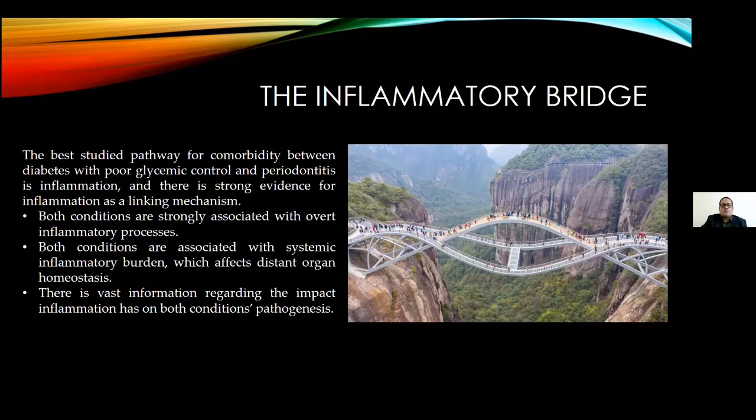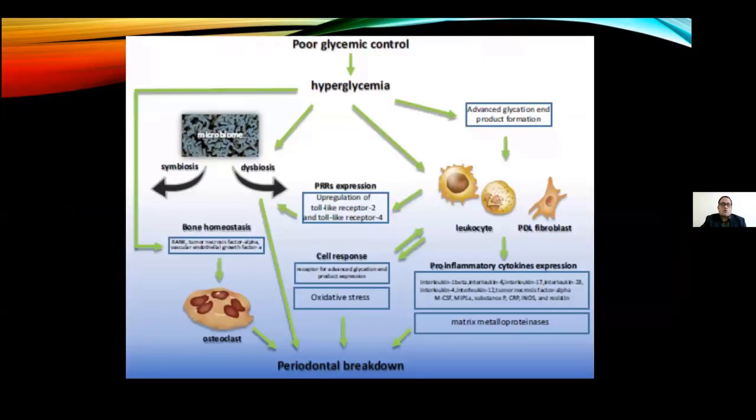Now, I want to introduce you to an overview of how diabetes or hyperglycemia will be affecting the periodontal tissues. By and large, we will be having the production of advanced glycation end products, which will be affecting the cellular function, including the defense cells as well as the fibroblasts. In addition to that, this will be bringing about an expression of pro-inflammatory cytokines, leading to the expression of matrix metalloproteinases, thus bringing about periodontal breakdown.